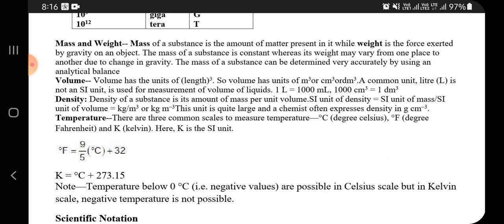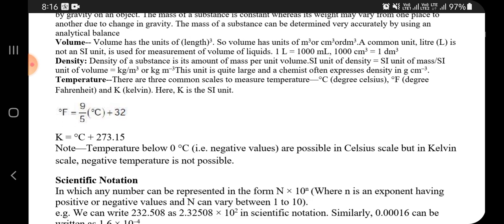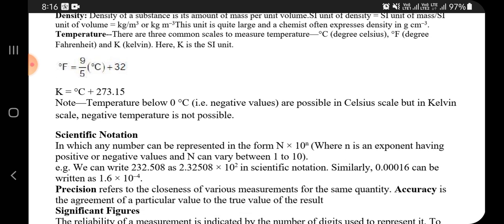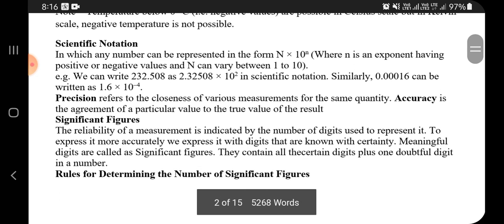Temperature. These are the common scales to measure temperature: Celsius, Fahrenheit, and Kelvin. Kelvin is the SI unit of temperature. Fahrenheit equals 9/5 times degrees Celsius plus 32, and Kelvin equals degrees Celsius plus 273.15. Note: temperatures below 0 degrees Celsius are possible in the Celsius scale, but in the Kelvin scale, negative temperatures are not possible.